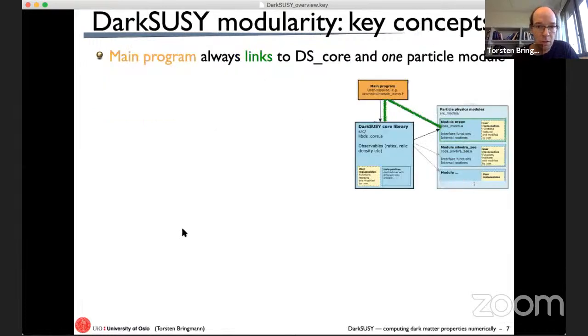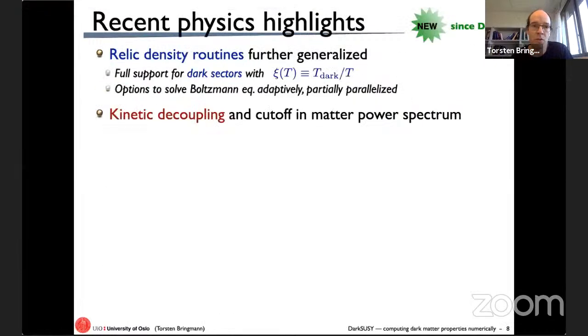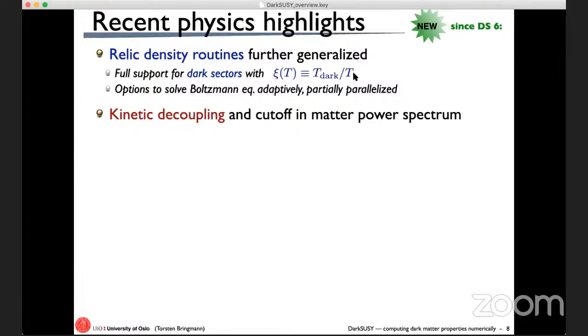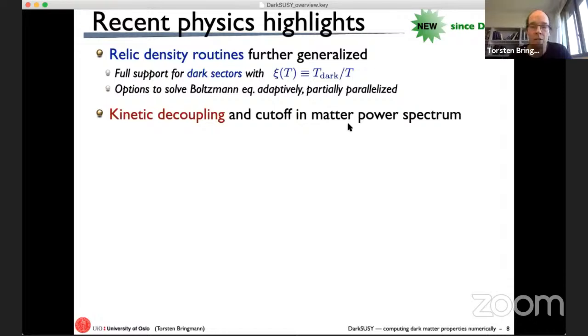Okay, so then let me briefly mention some new physics that has been implemented in the newest release. That's there since DarkSUSY 6, now 2 or 3 years old. So the relic density routines have been significantly expanded. One thing is that there's now full support for relic density calculations in secluded dark sectors, allowing for an arbitrary temperature dependence in the dark sector. So the dark sector temperature can be completely different from the visible sector temperature, and still these relic density calculations will work in general.